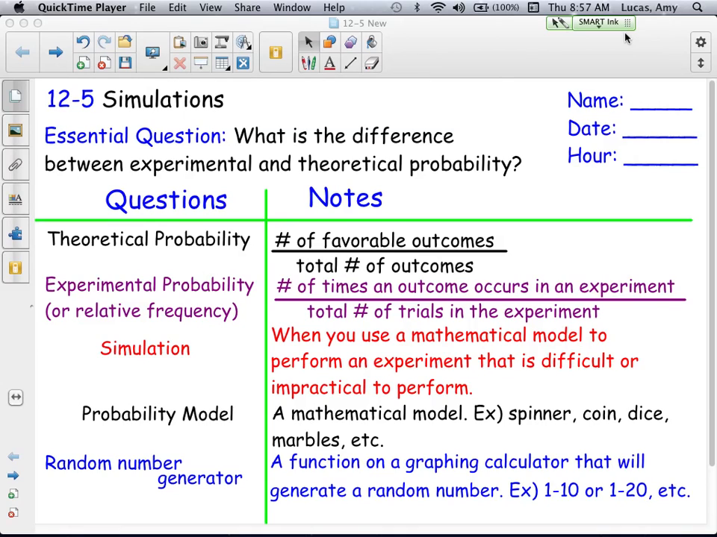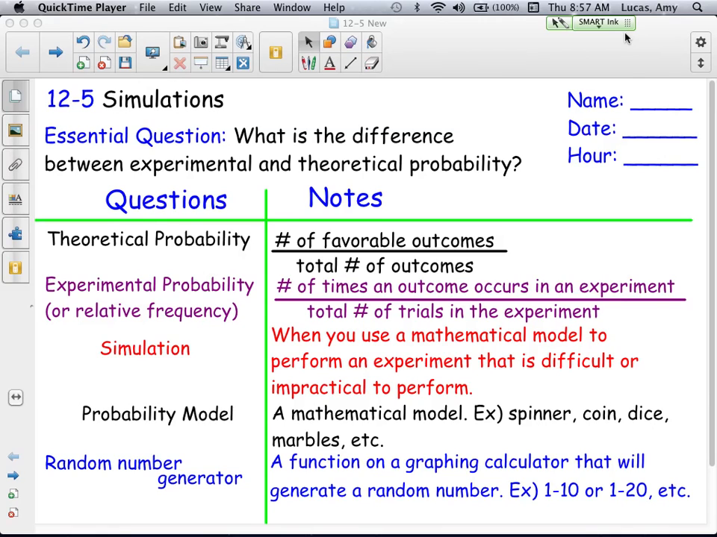You can control the amount of numbers in your random number generator experiment. So for example, if you need there to be 10 numbers, you can control that you want the calculator to give you a number from 1 to 10. Or if you need 20 or 50 or even 100, you can use the random number generator for any of those. So it's very helpful when the amount of outcomes is larger in your experiment.